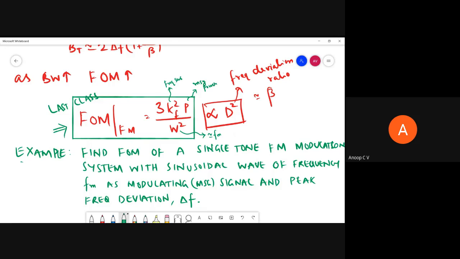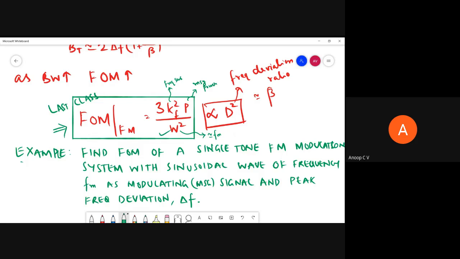So we have been discussing the noise performance of continuous wave modulation systems, right? We have seen the noise performance of DSBSC, and further we have seen the noise performance of standard AM using an envelope detector. And in the last class, we derived the figure of merit or noise performance of the FM system, which uses a frequency discriminator for demodulating the signal. And we have seen this to be equal to 3kf square P by W. This is what we have done in the past two classes.